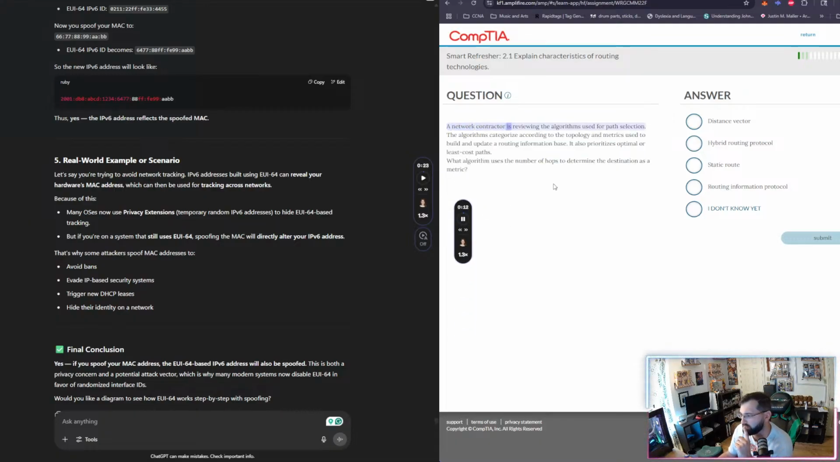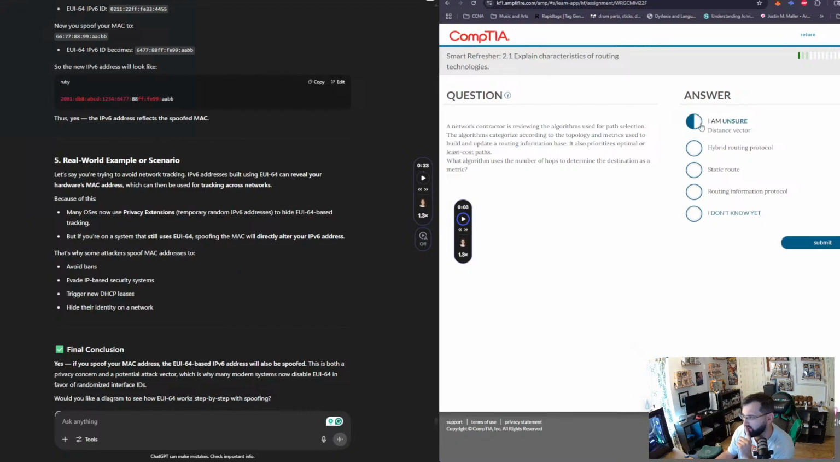A network contractor is reviewing the algorithms used for path selection. The algorithms categorize according to the topology and metrics used to build and update a routing information base. It also prioritizes optimal or least cost paths. What algorithm uses the number of hops to determine the destination as a metric? Routing information protocol, static routes, hybrid routing protocol, distance vector. I'm gonna say distance vector, although I think it's RIP. Okay.